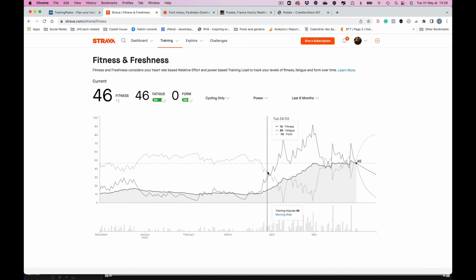Strava has the fitness and freshness curve, and it makes an estimate of what it thinks your fitness is, what it thinks your fatigue is, and what it thinks your form is, which is basically the difference between the two. You can see this is a chart here. This is me. I started doing a bit more training in March. I've had a couple of years when I've not been very well and I've not been able to train, but things are going quite nicely now. The thing to remember from these charts is that what they call fitness isn't necessarily fitness.